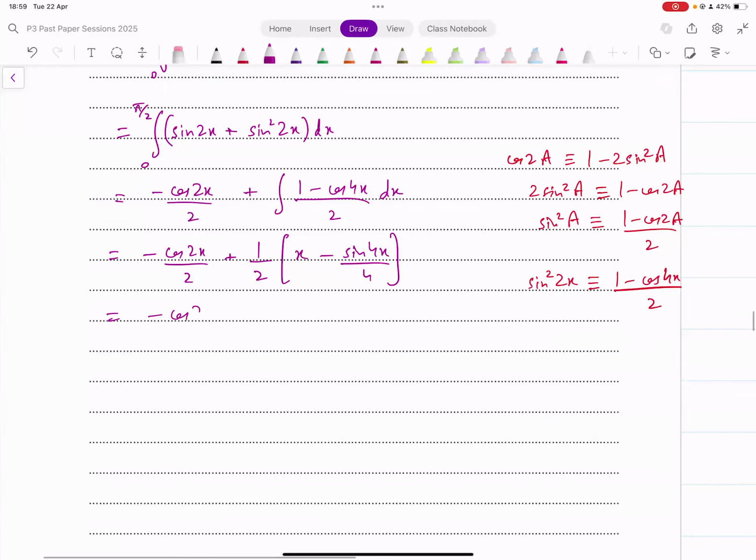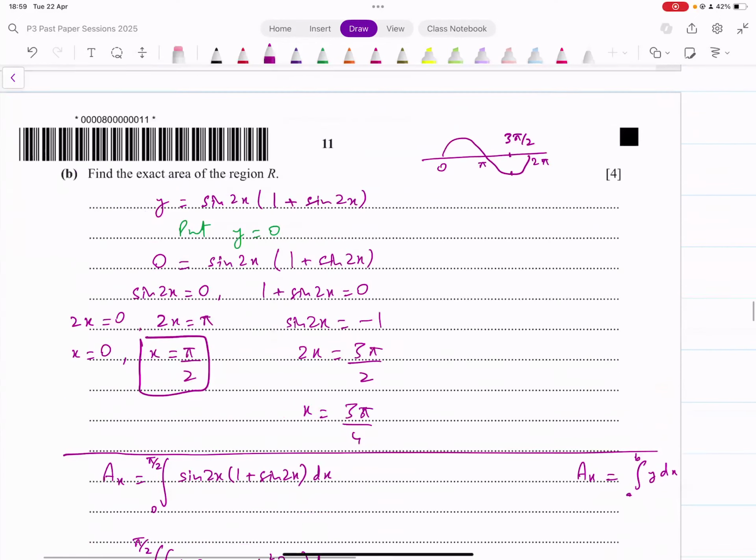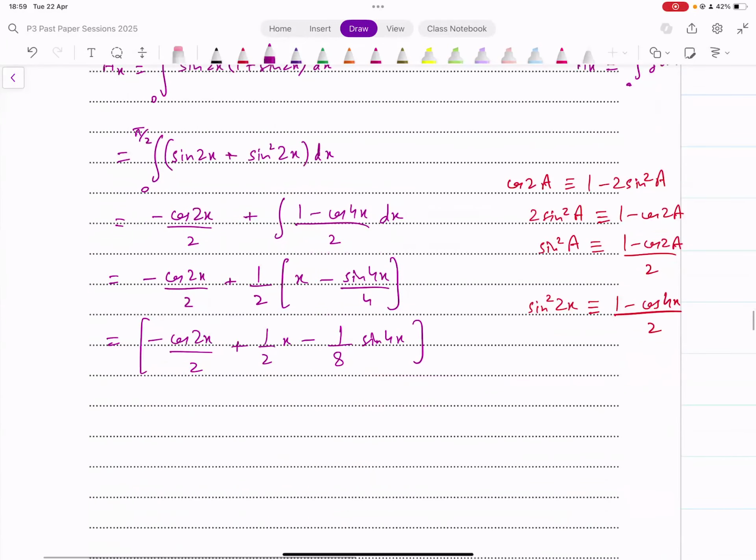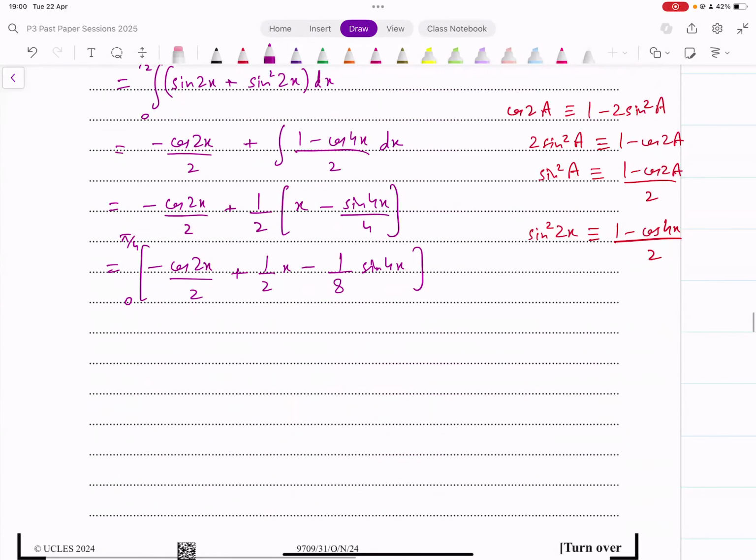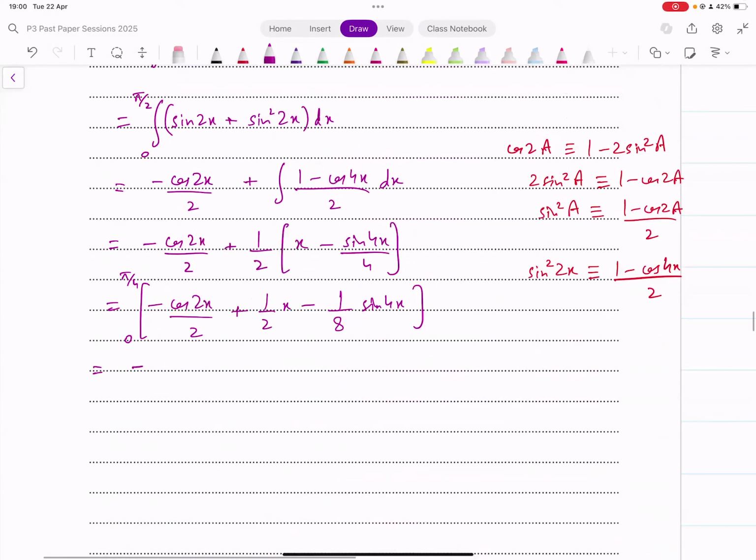We can input the limits now. Let's do some simplification first. Minus cos 2x over 2 plus half x minus 1 over 8 into sine of 4x. Now let's input the limits. Limits are from 0 to pi over 2. Let's input pi over 4 first of all. So it becomes minus cos of 2 pi over 4 divided by 2 plus 1 over 2 into pi over 4 minus 1 over 8 into sine of 4 pi over 4. That's the sine of pi.